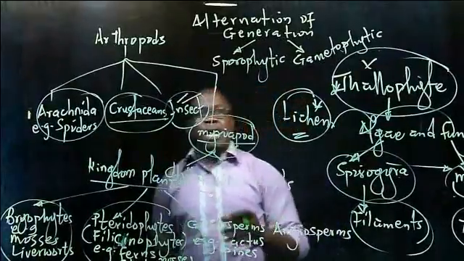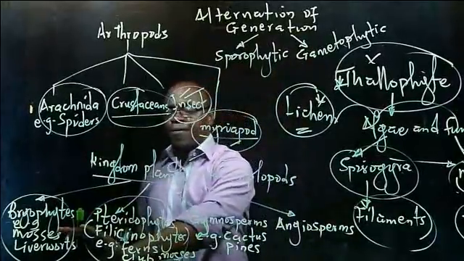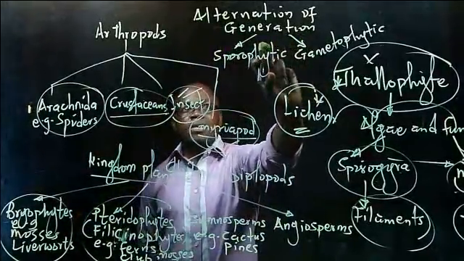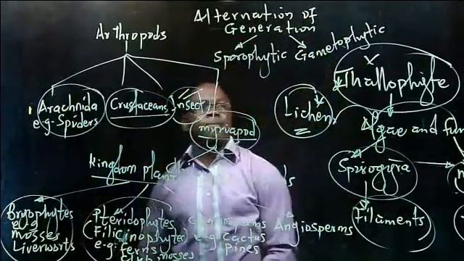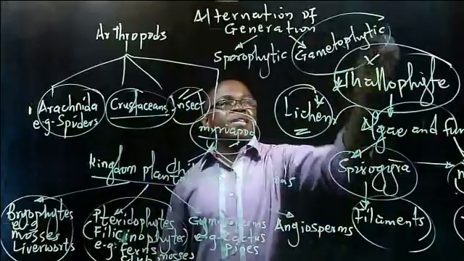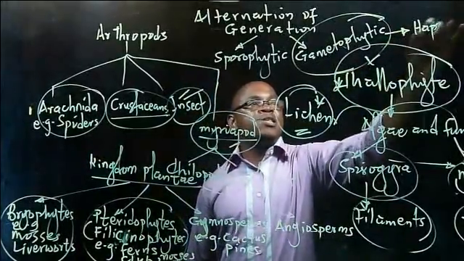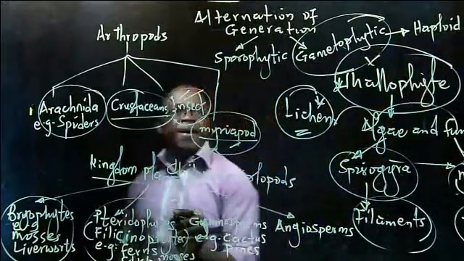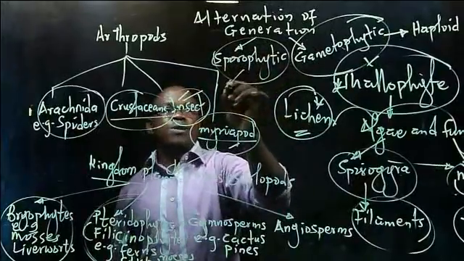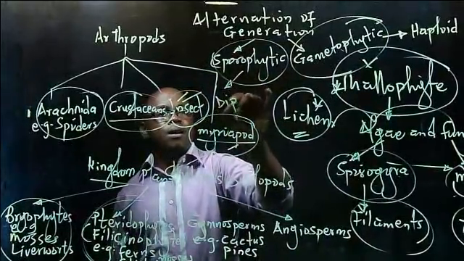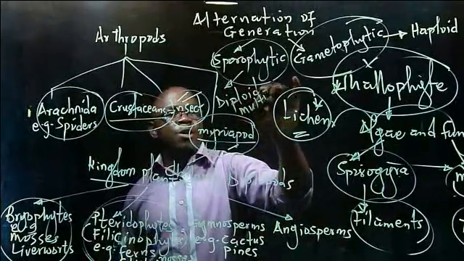Now, the difference here in their modes of alternation of generation is that for the bryophytes, the dominant stage in the life cycle is the gametophyte. So this is the dominant phase, and it is basically a haploid stage. Then in ferns, the dominant stage in their life cycle is the sporophyte, which is a diploid multicellular stage.